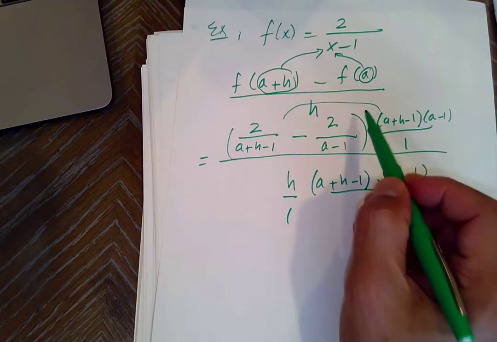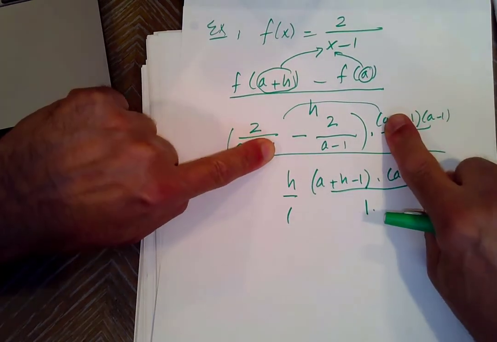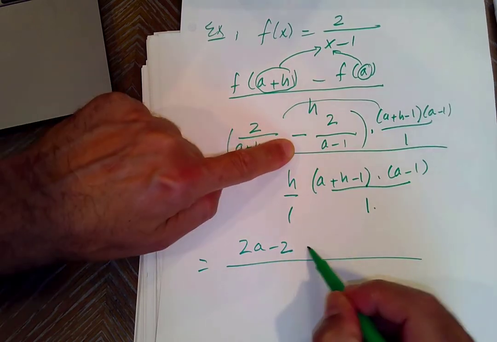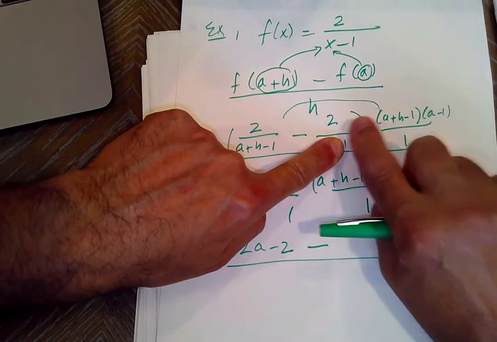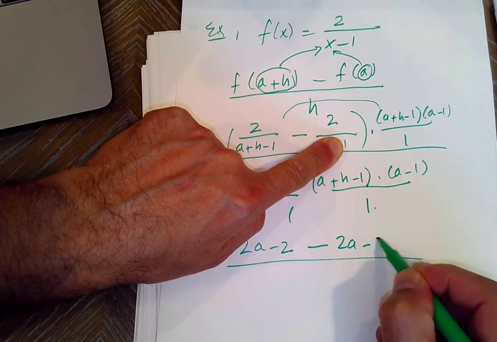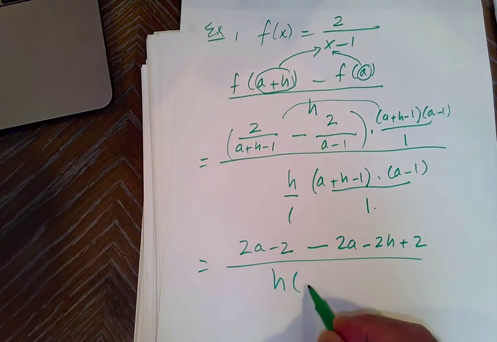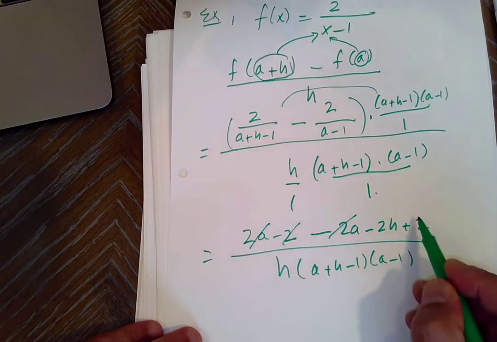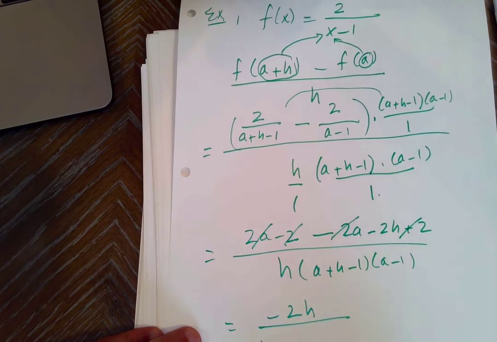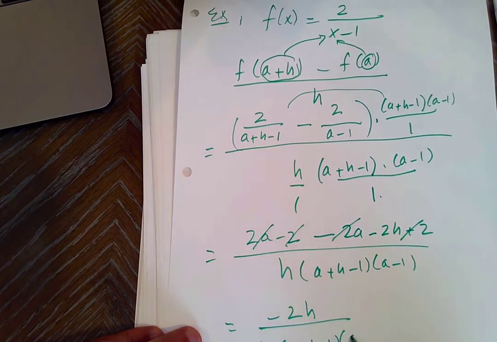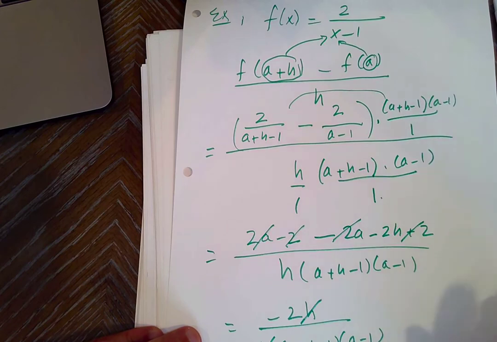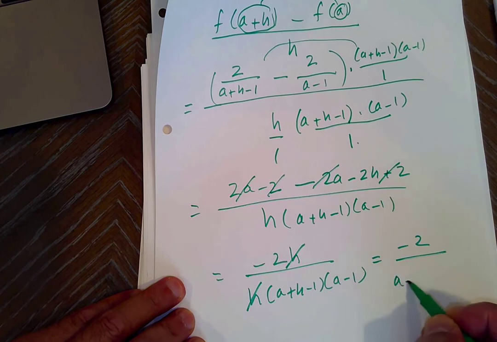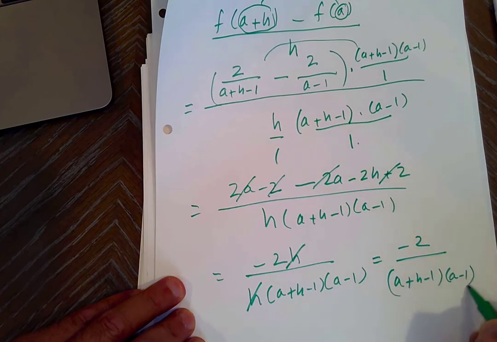When we distribute that, it's going to cancel out a plus h minus 1. So you get 2 times a minus 1, which is 2a minus 2. Minus a minus 1 cancels out, so you distribute the negative 2, so you get negative 2a minus 2h plus 2, all over all that. The 2a's cancel out, the 2's cancel out, negative 2h. Remember, when we're done, when this h at the bottom is crossed out, we're ready to do that. So we get negative 2 over (a plus h minus 1)(a minus 1).